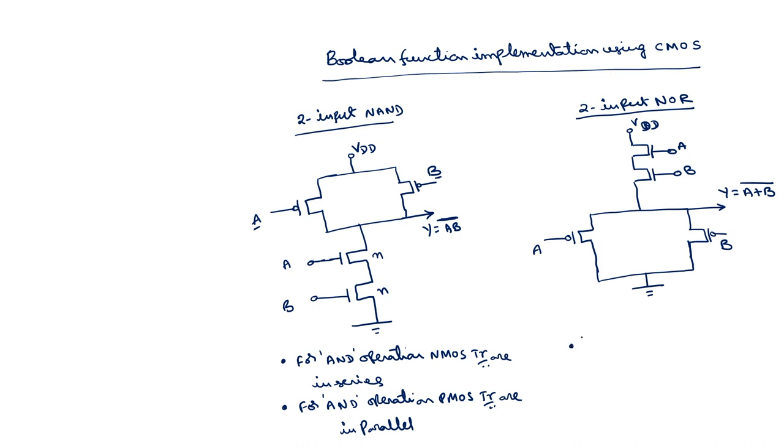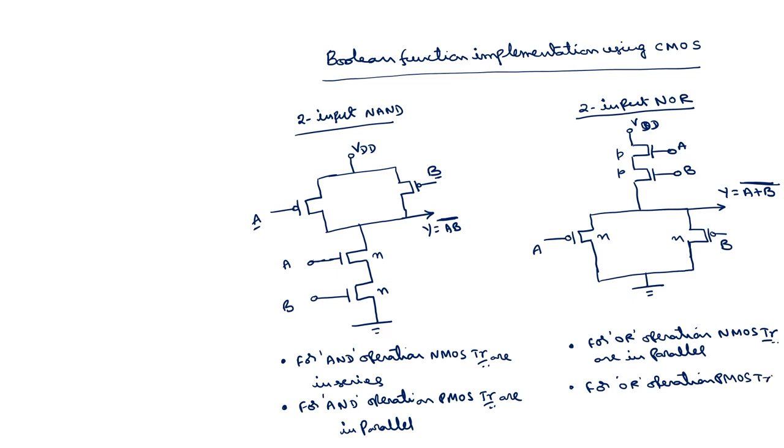Whereas here, if I forget about this complement operation, for OR operation, these are two NMOS transistors, these are two PMOS transistors, NMOS transistors are in parallel and PMOS transistors are in series. Based on this observation, we can implement any Boolean function using CMOS devices. Let us take an example.